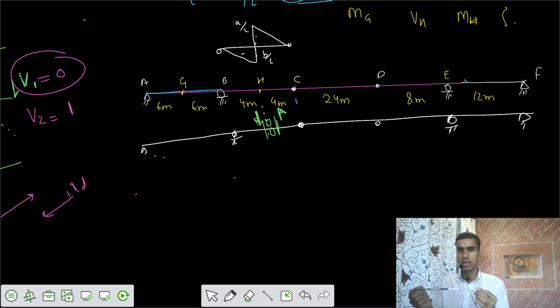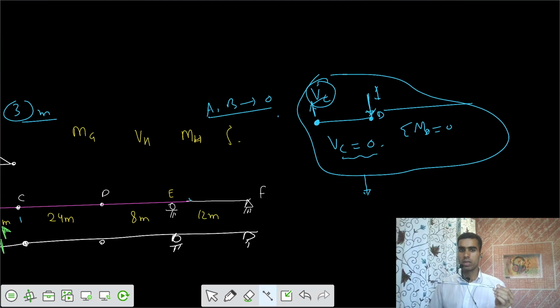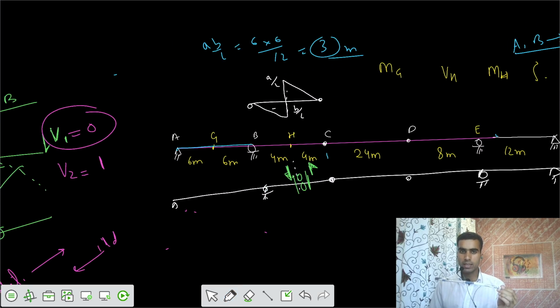Now, we already saw that if the load was after that point D, there won't be any transfer of the shear forces to either point. Keep this in your heart. Once the load is at point D or outside point D, the shear force at C is equal to 0. That means shear force at H is also 0, shear force at B is also 0, shear force at A is also 0.